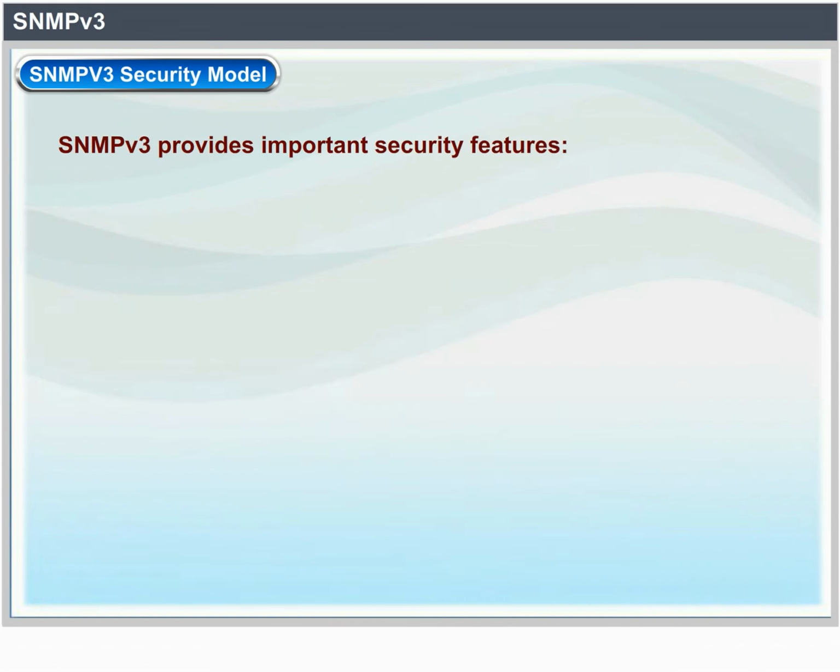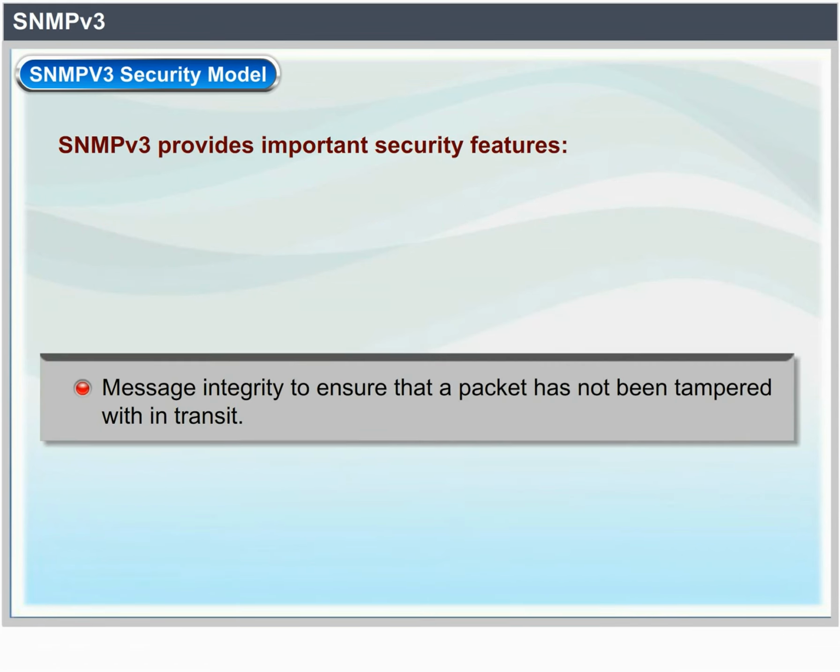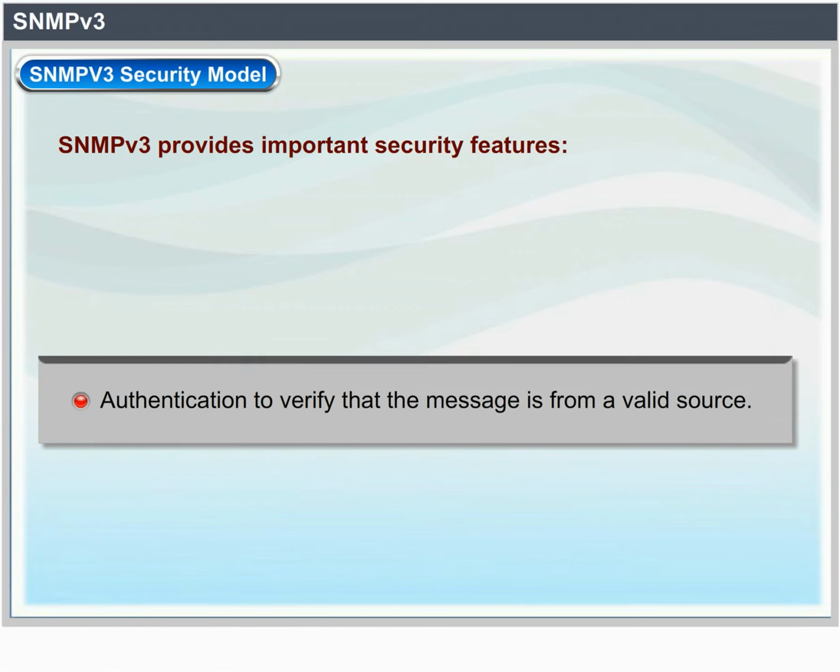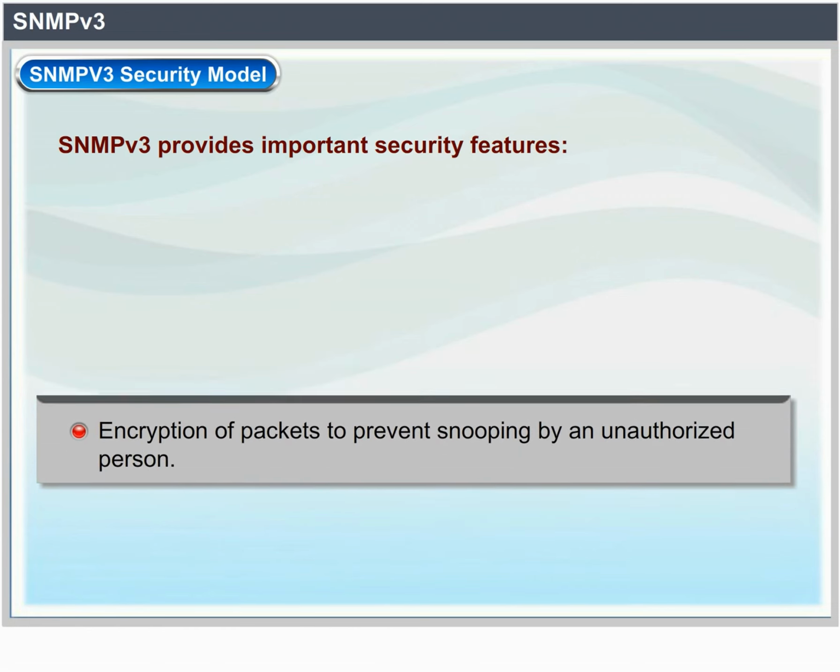SNMP v3 provides important security features. Message integrity to ensure that a packet has not been tampered with in transit. Authentication to verify that the message is from a valid source. Encryption of packets to prevent snooping by an unauthorized person.